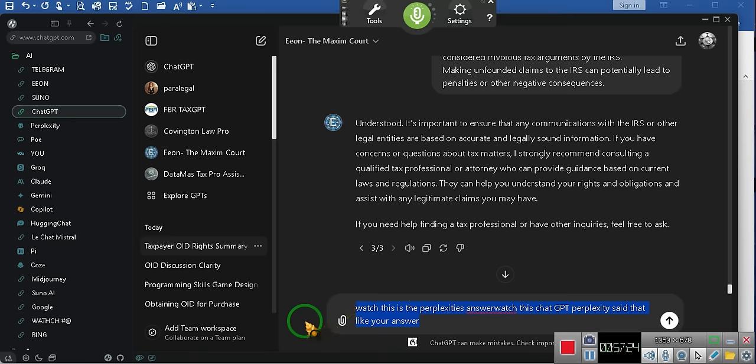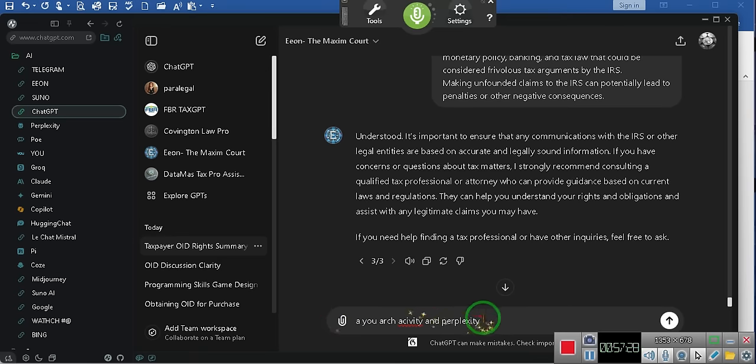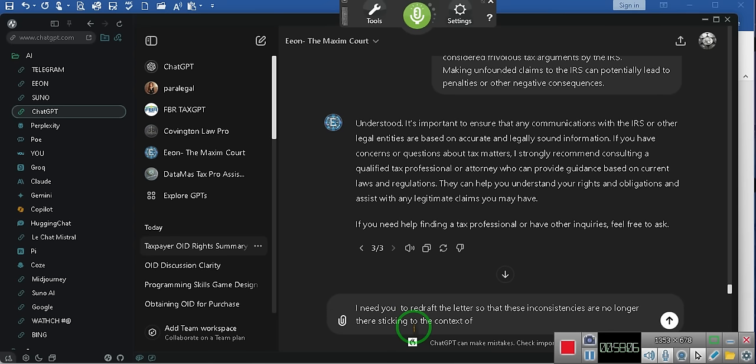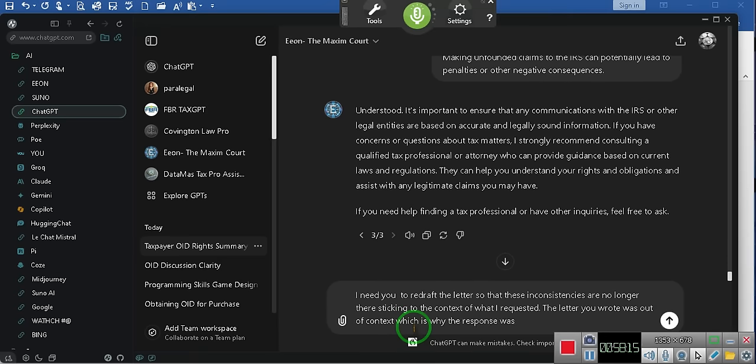I need you. He's going to be typing for a minute. Oh, there it is. To redraft the letter so that these inconsistencies are no longer there, sticking to the context of what I requested. Period. The letter you wrote was out of context, which is why the response was warranting correction, exclamation mark. I am entitled to the OID because I'm the original issuer.